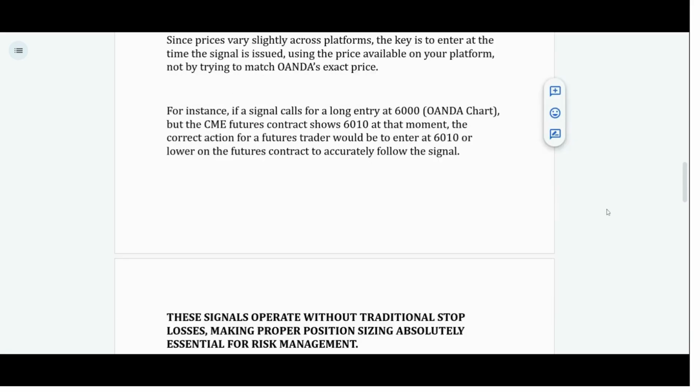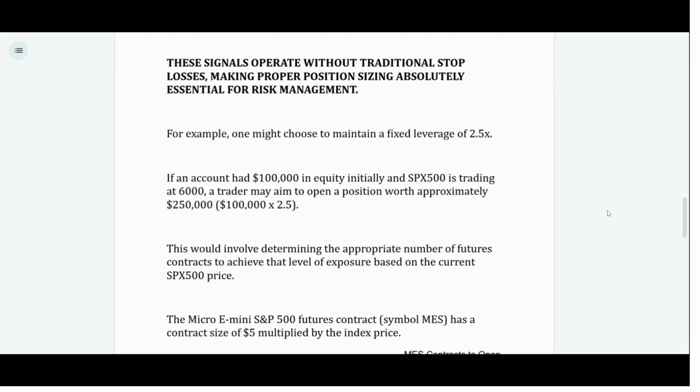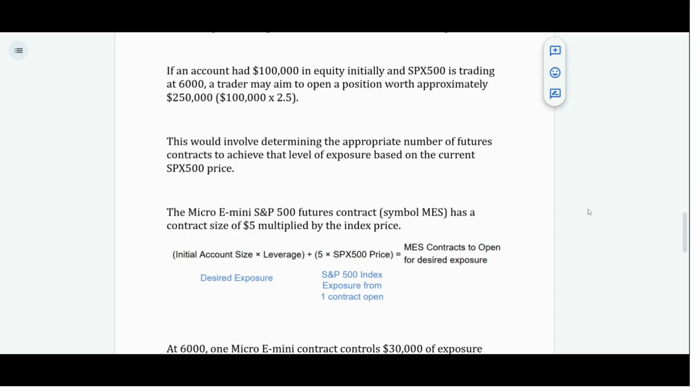These signals operate without traditional stop losses, making proper position sizing absolutely essential for risk management. For example, one might choose to maintain a fixed leverage of 2.5x. If an account had $100,000 in equity initially, and SPX 500 is trading at 6,000, a trader may aim to open a position worth approximately $250,000, 100,000 times 2.5. This would involve determining the appropriate number of futures contracts to achieve that level of exposure based on the current SPX 500 price.